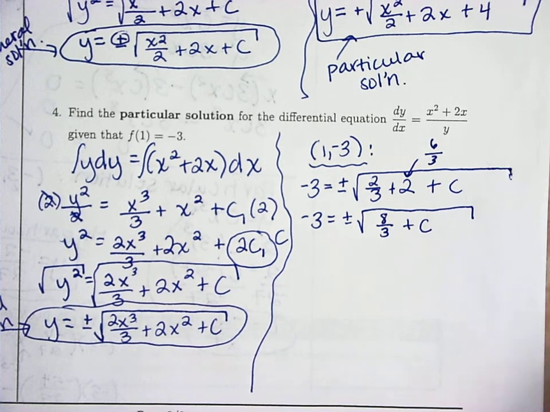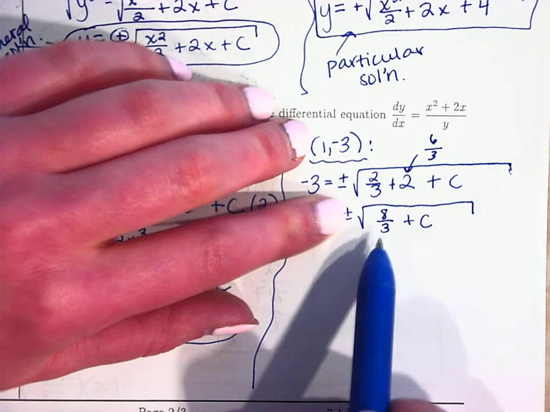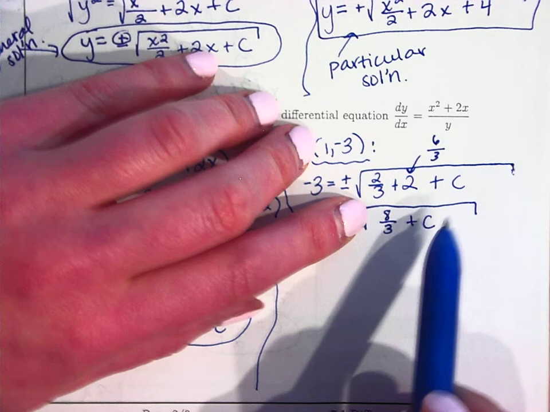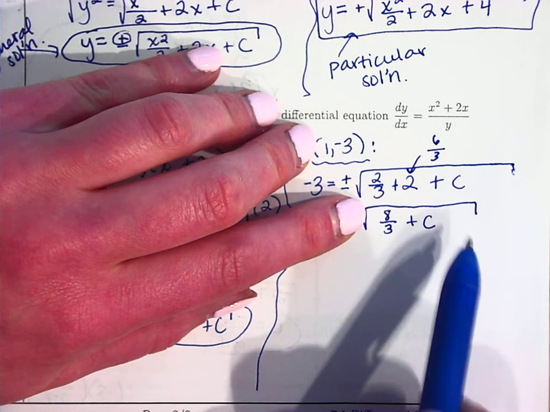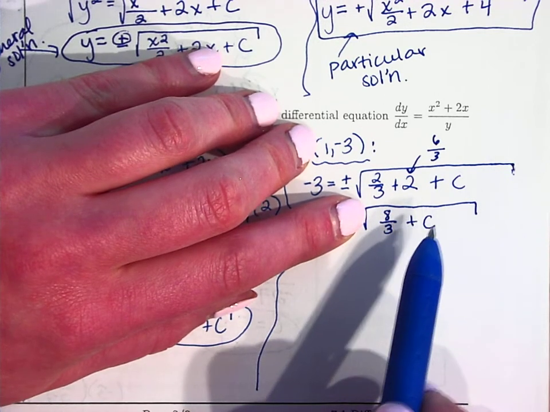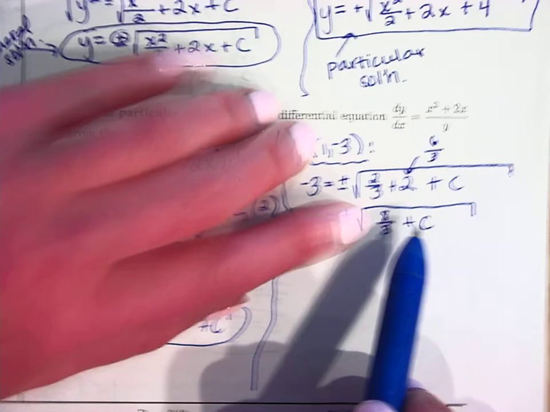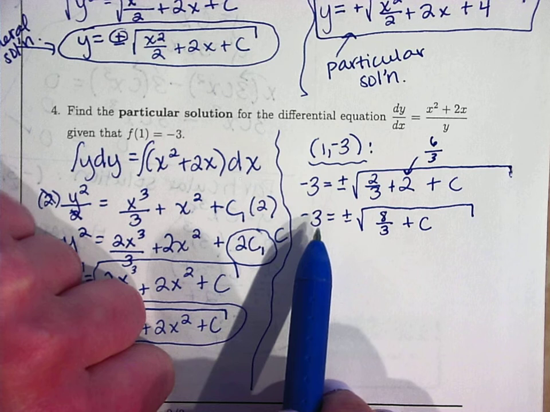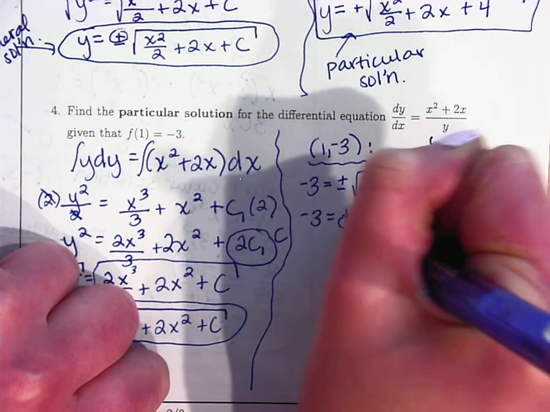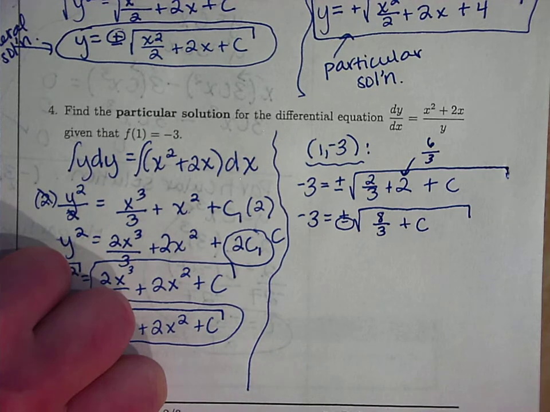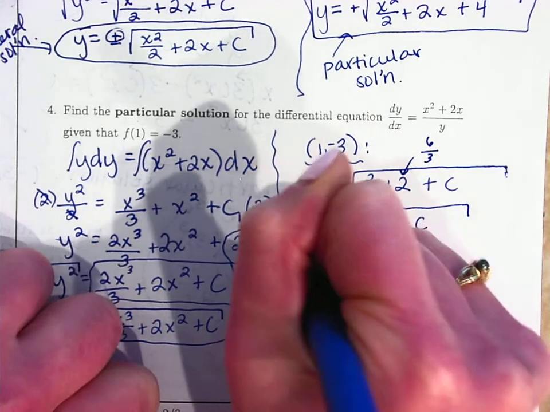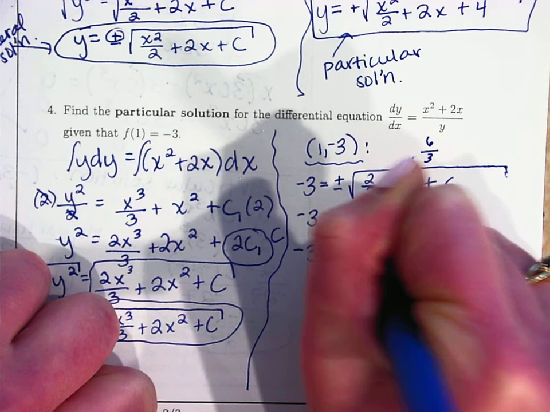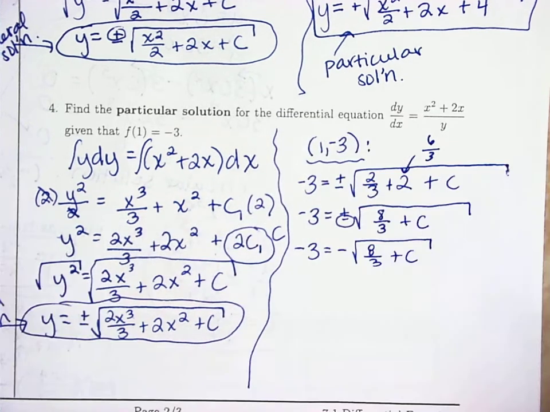Okay. All right, like we were saying earlier, 8/3 plus c is some number. When we take the square root of some number, our answer to that always has to be positive. But in this case, our output is -3. So that tells us that we have to have a negative sign in front of the radical. So -3 equals negative square root of 8/3 plus c.